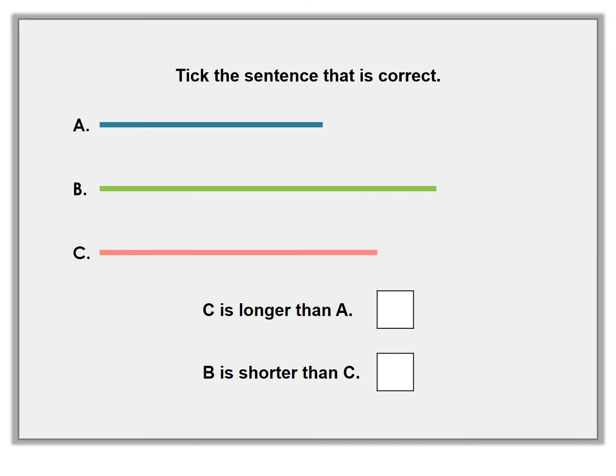And it says C, so the pink red line is longer than A, which is the blue line. So is the red line longer than the blue line? Thumbs up if you think it is. And then we've got another sentence, B, which is the green one. The green one is shorter than C, which is the pink one. So is the green line shorter than the pink line? No, it's not, is it? So the first sentence must be the one that's correct. The red line is longer than the blue line. And that is the sentence that needs a big tick in that box.